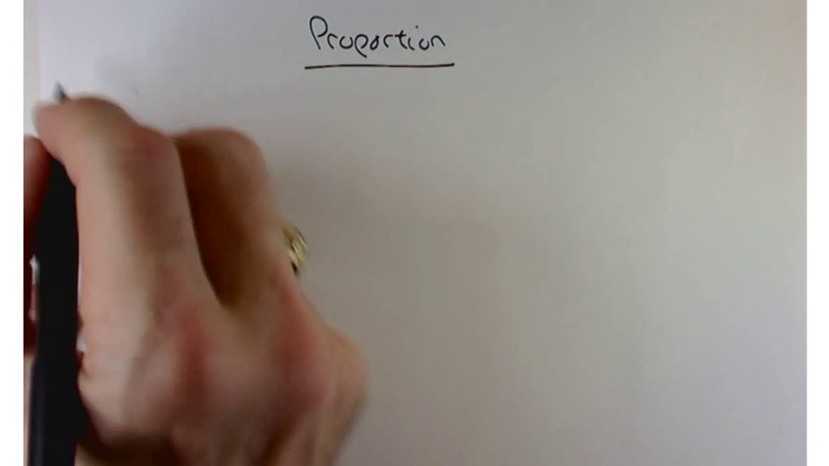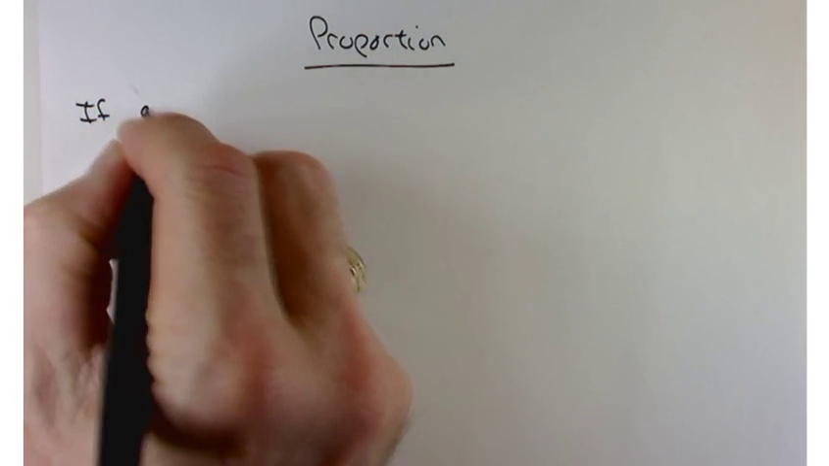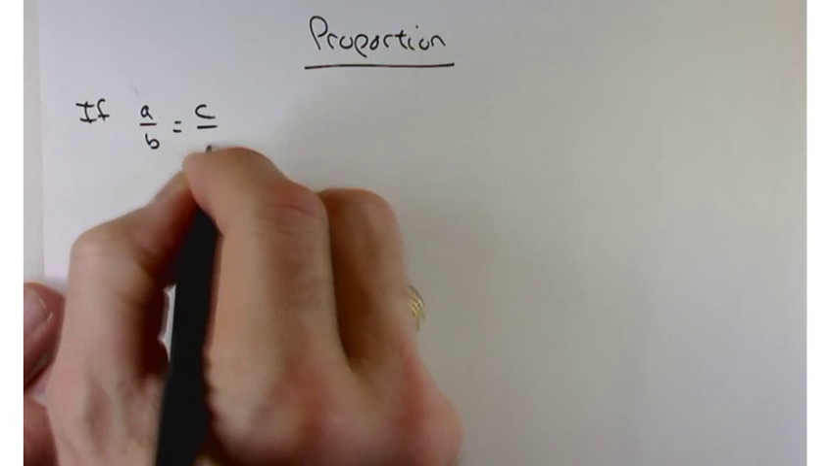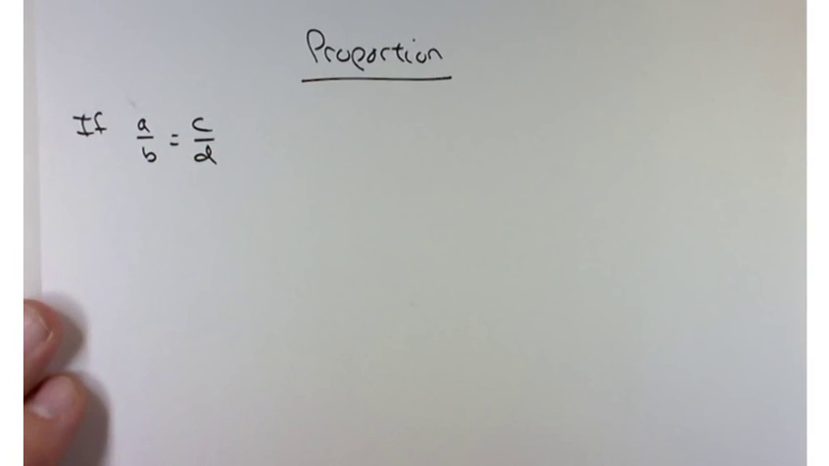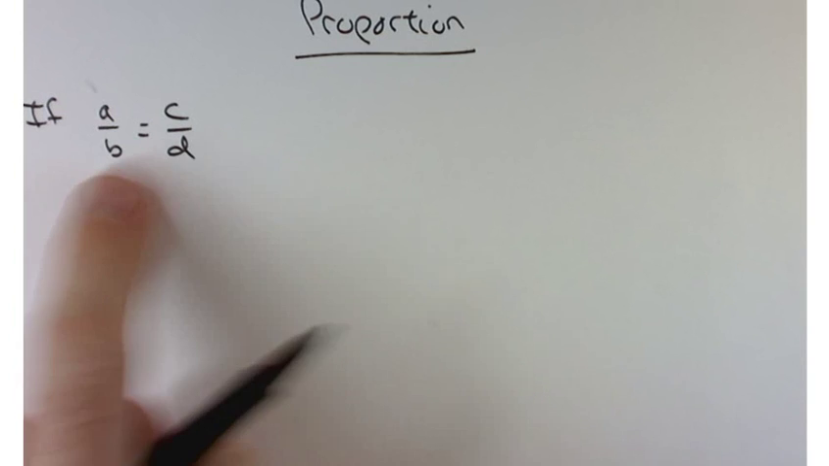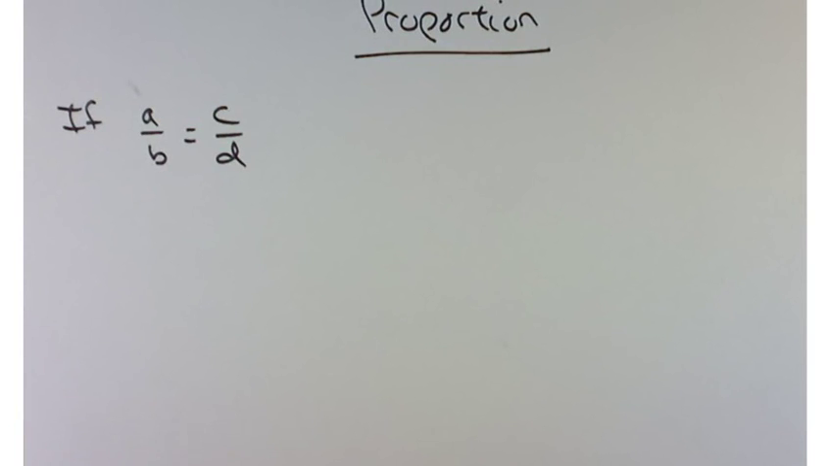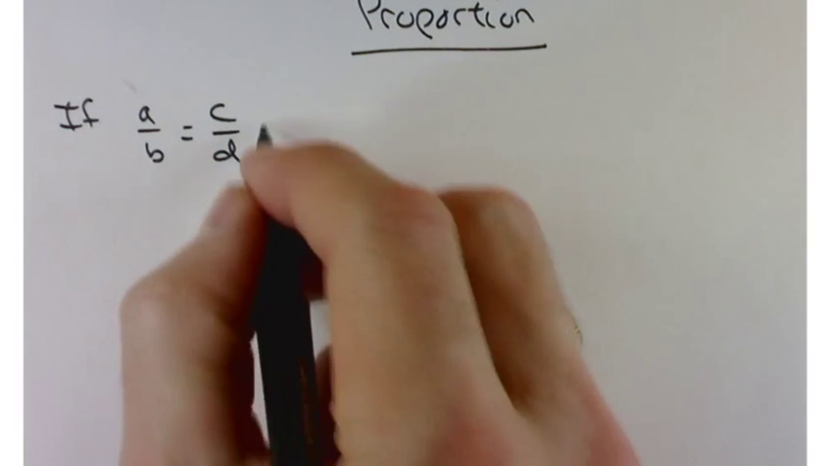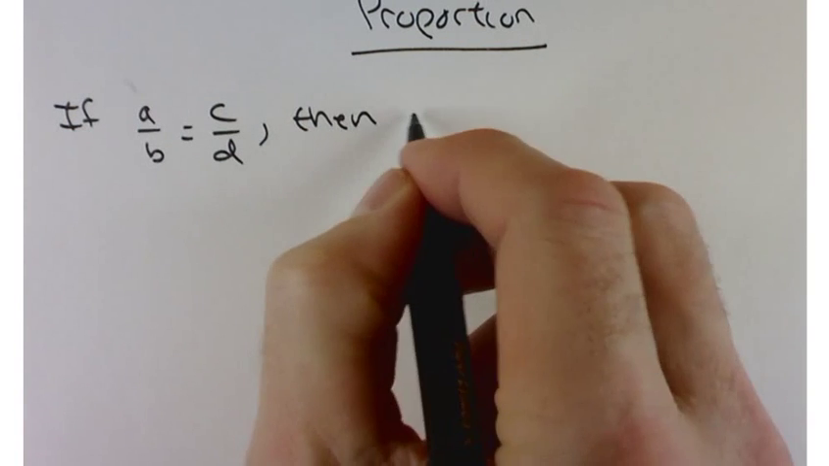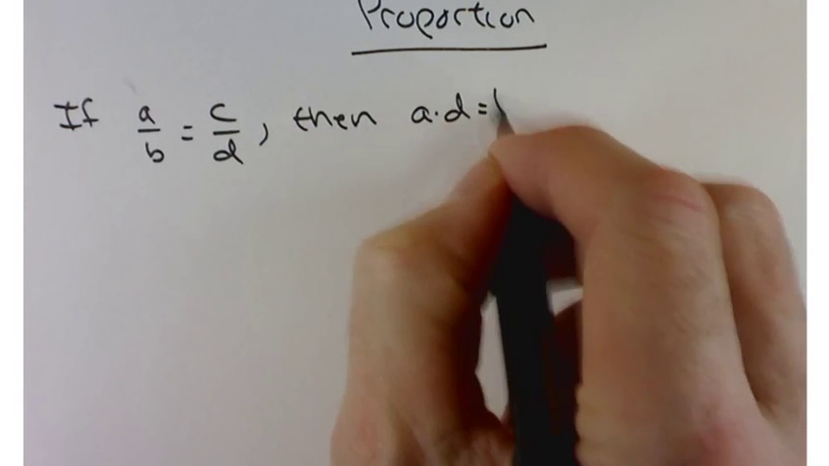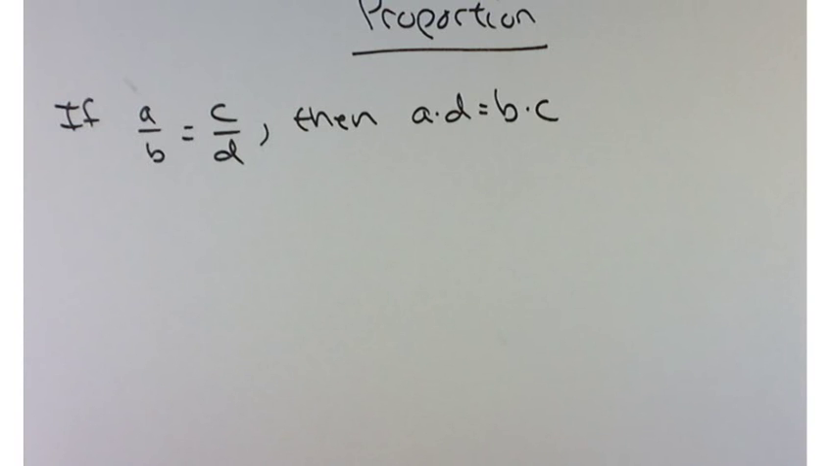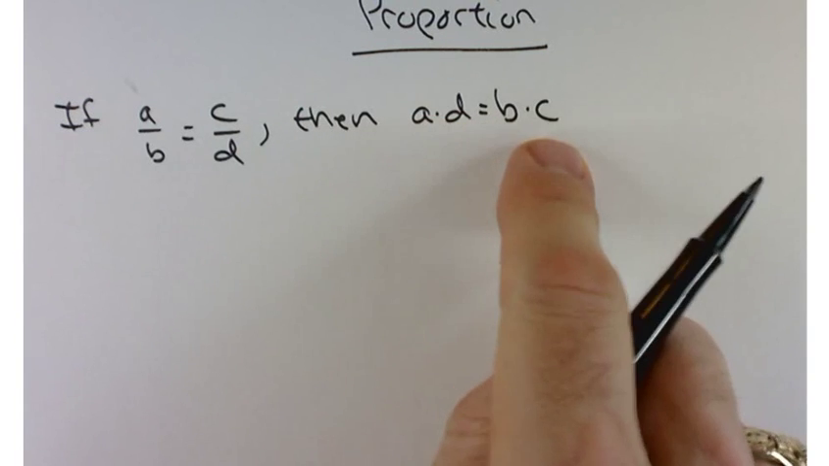Okay, so a proportion is when you have 2 ratios that are equal. So one fraction equals another. That's a proportion. Now, if that's true, that you have these 2 things equal, then something else is true. That is, A times D equals B times C. Their cross product is equal. That's going to get a lot of work done for us.